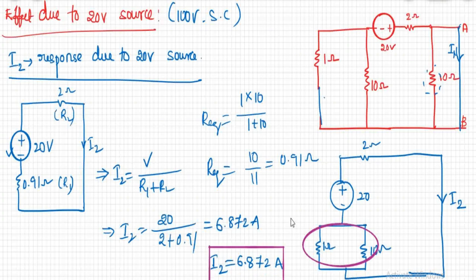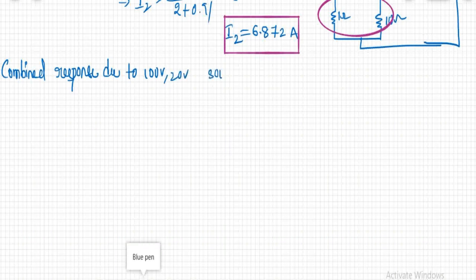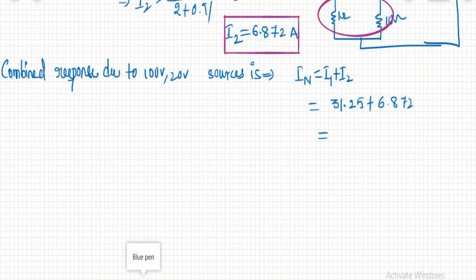So we got the response due to the two sources here. We are going to add them. So the combined response due to the 100 volt and 20 volt sources is IN, which is equal to I1 plus I2 here. I1 is 31.25 plus I2 is 6.872 amperes. So the sum will be around 38 amperes. Okay, so this is our Norton's current.